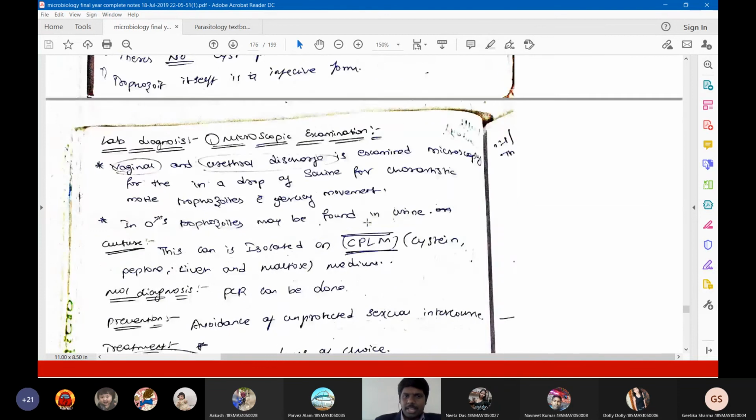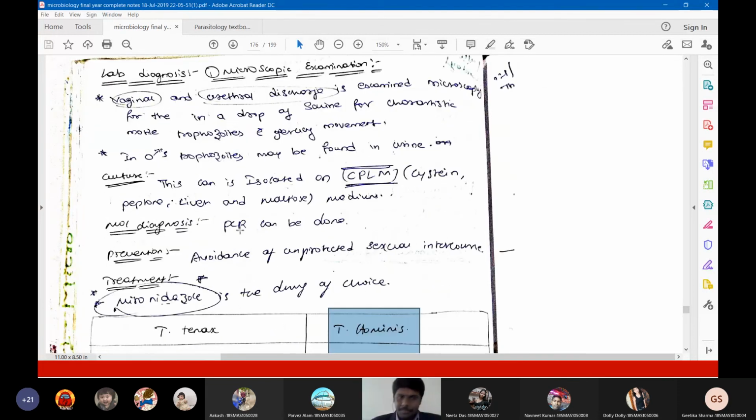The culture of this Trichomonas vaginalis will be done in a specialized culture called CPLM culture. So what is this CPLM culture? CPLM stands for cystine peptone liver maltase medium. In this cystine peptone liver maltase medium only we will grow this particular Trichomonas species. And for molecular diagnosis, you can do PCR.